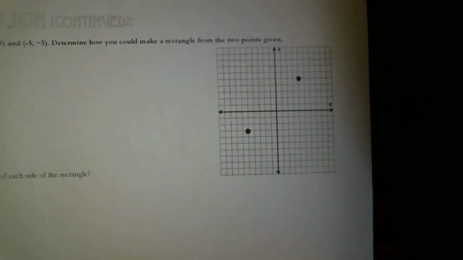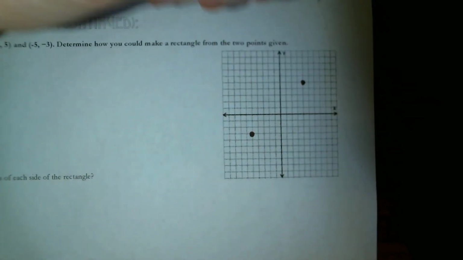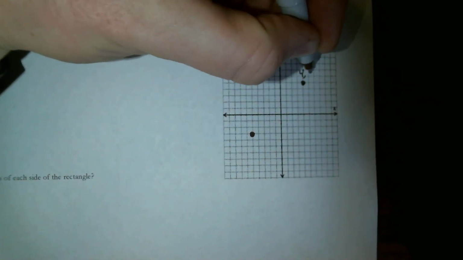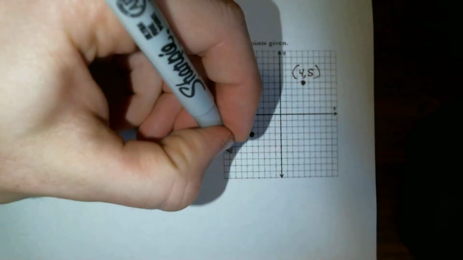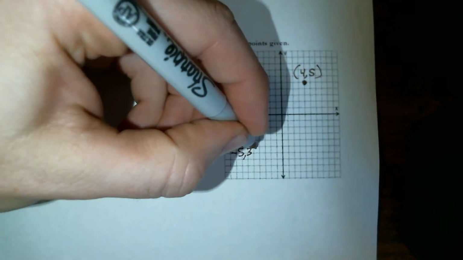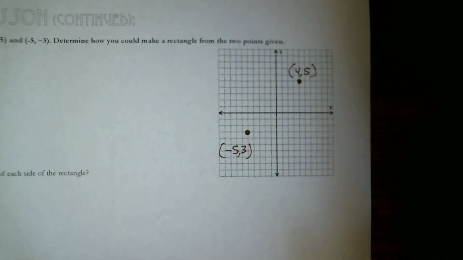And now let's go ahead and label these just so we're certain of what these points are. So let's call this one, we know this is 4, 5. And then down here I have -5, 3. So it says determine how you could make a rectangle from these 2 points. Well, right now it just looks like it could form a slanted line. So let's see if we can extend some lines off these points and try to make a rectangle.